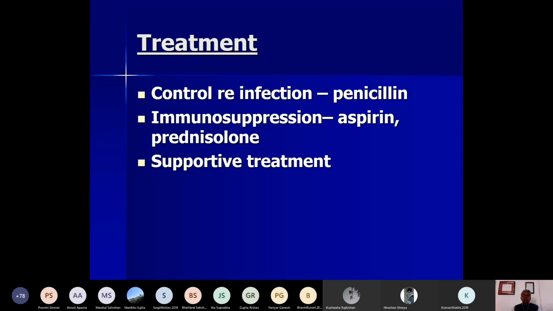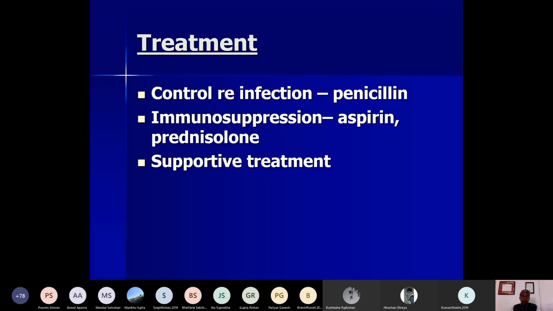If the patient has developed arthritis, then the patient requires immunosuppression with aspirin and prednisolone. Aspirin is a wonder drug. It's a great drug because particularly in rheumatic joint pain, aspirin works like magic. If you give an adequate dose of aspirin, within a few hours the pain and the swelling of the joint will disappear. So it becomes a therapeutic test as well.